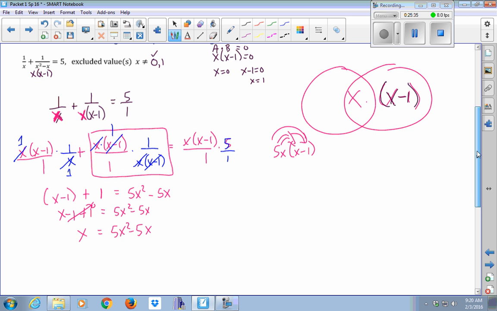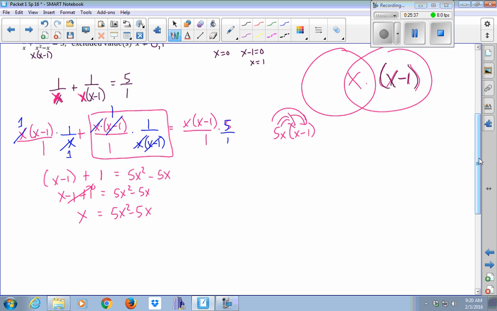That's perfectly legitimate. It's just not going to get you anywhere if you add 5x to both sides, because then you have x's on both sides of your equation. So we want to get all our x and x squared terms on one side and the number on the other. So what can I do here? Let's subtract x from both sides. Subtract 1x.